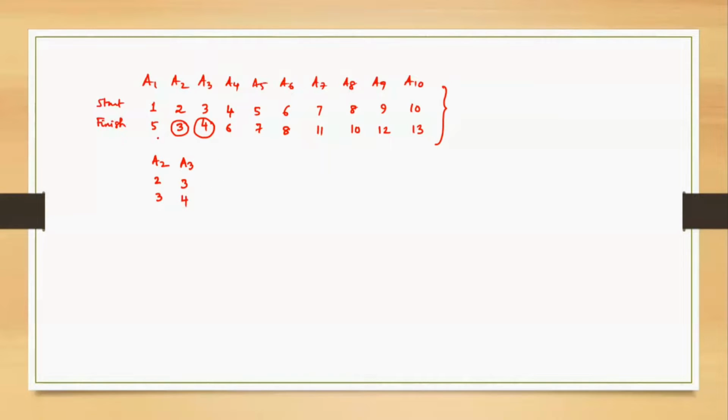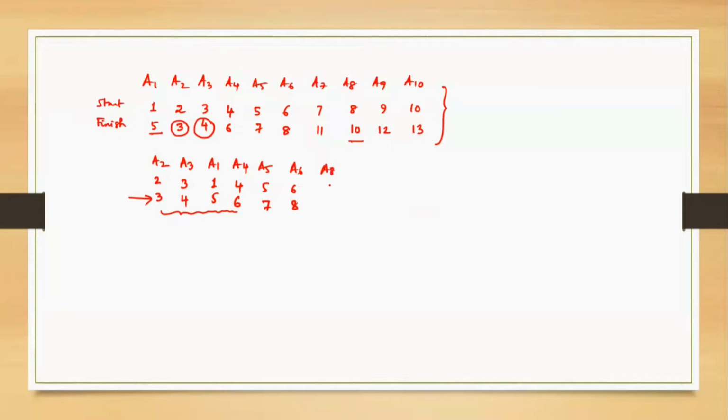Very good. Then definitely A1 comes. So it is 1, 5. This is the main priority based on which we are arranging the activities. Then A4, 4, 6. We just notice 3, 4, 5, 6. Then A5 is coming. Yes, it is 5 and 7. Then A6 is coming. It is 6, 8.